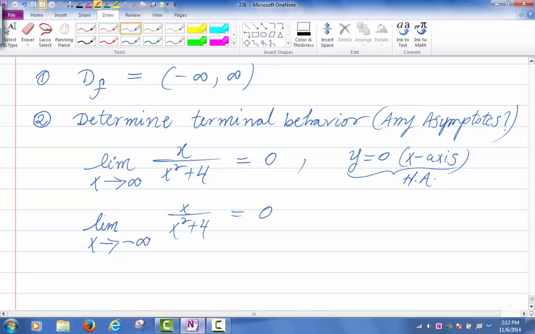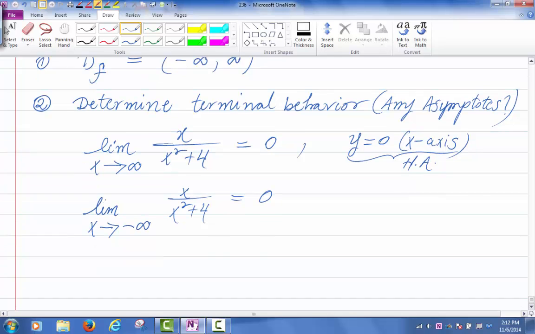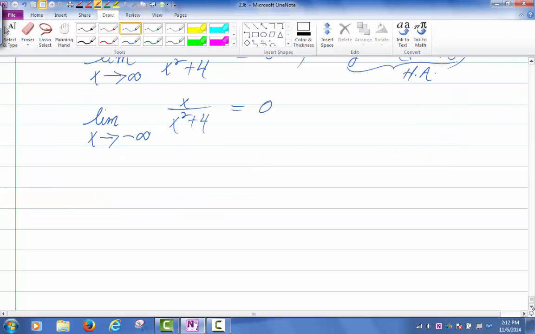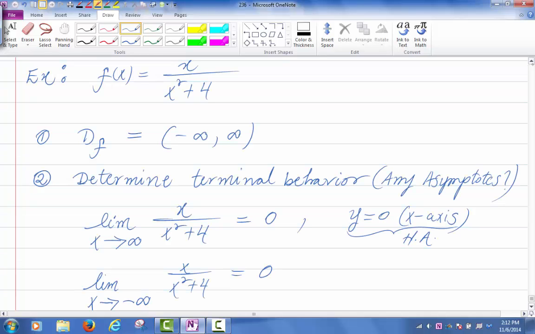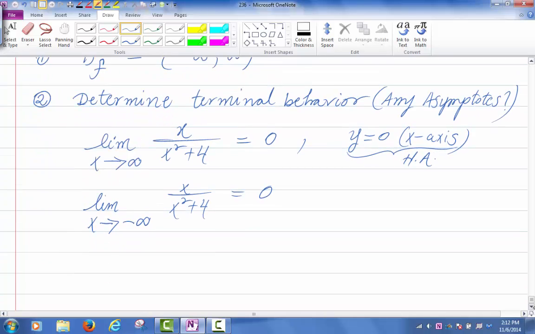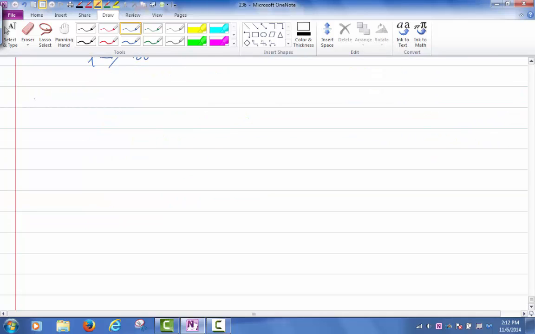Now, do I have any vertical asymptotes? No. Remember, a rational function is continuous in its domain. The domain is everything, so there couldn't be any vertical asymptotes. If you have a vertical asymptote, then the function would be discontinuous there. So I don't have any, no vertical asymptotes. Okay, so that was question 2. Okay, 3.